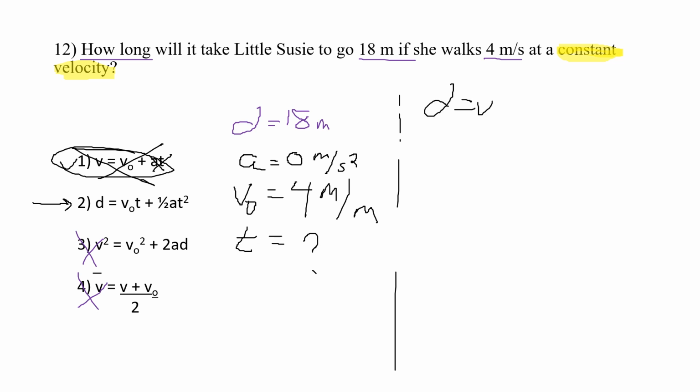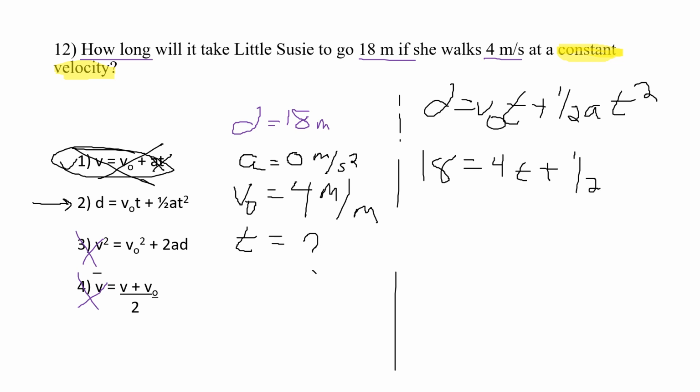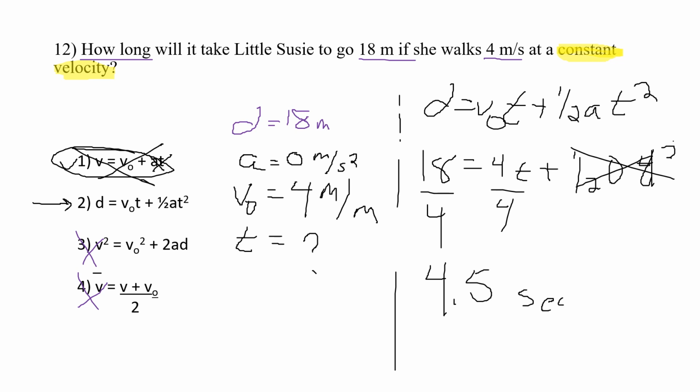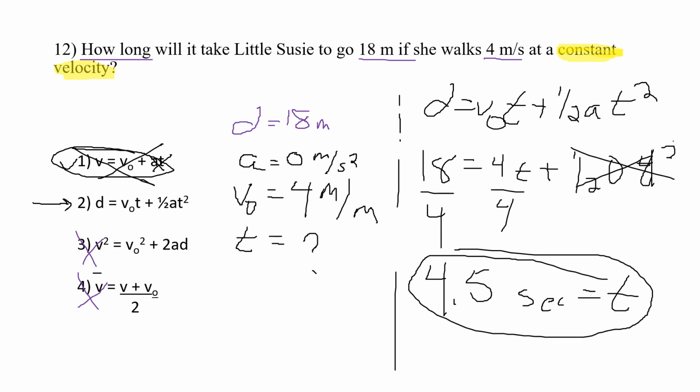d equals v naught t plus 1/2 a t squared. 18 equals 4t plus 1/2. This is 0. It doesn't matter what the rest is, because it all goes away. I'm just going to divide both sides by 4. 4.5 seconds is the time. Nice.